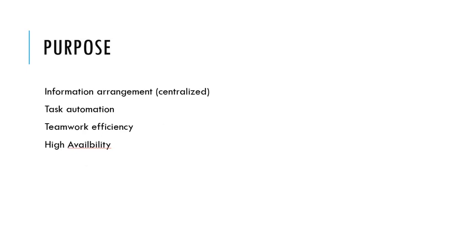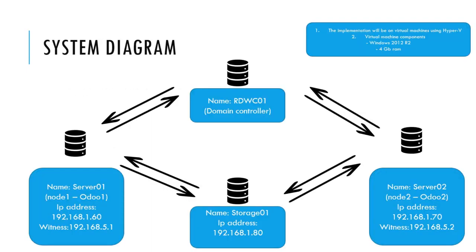The purpose of the system is to manage all the company's relations and interactions from the employees to the customers or vice versa, to improve information arrangement, task automation, and teamwork efficiency with high availability. This is the system diagram.